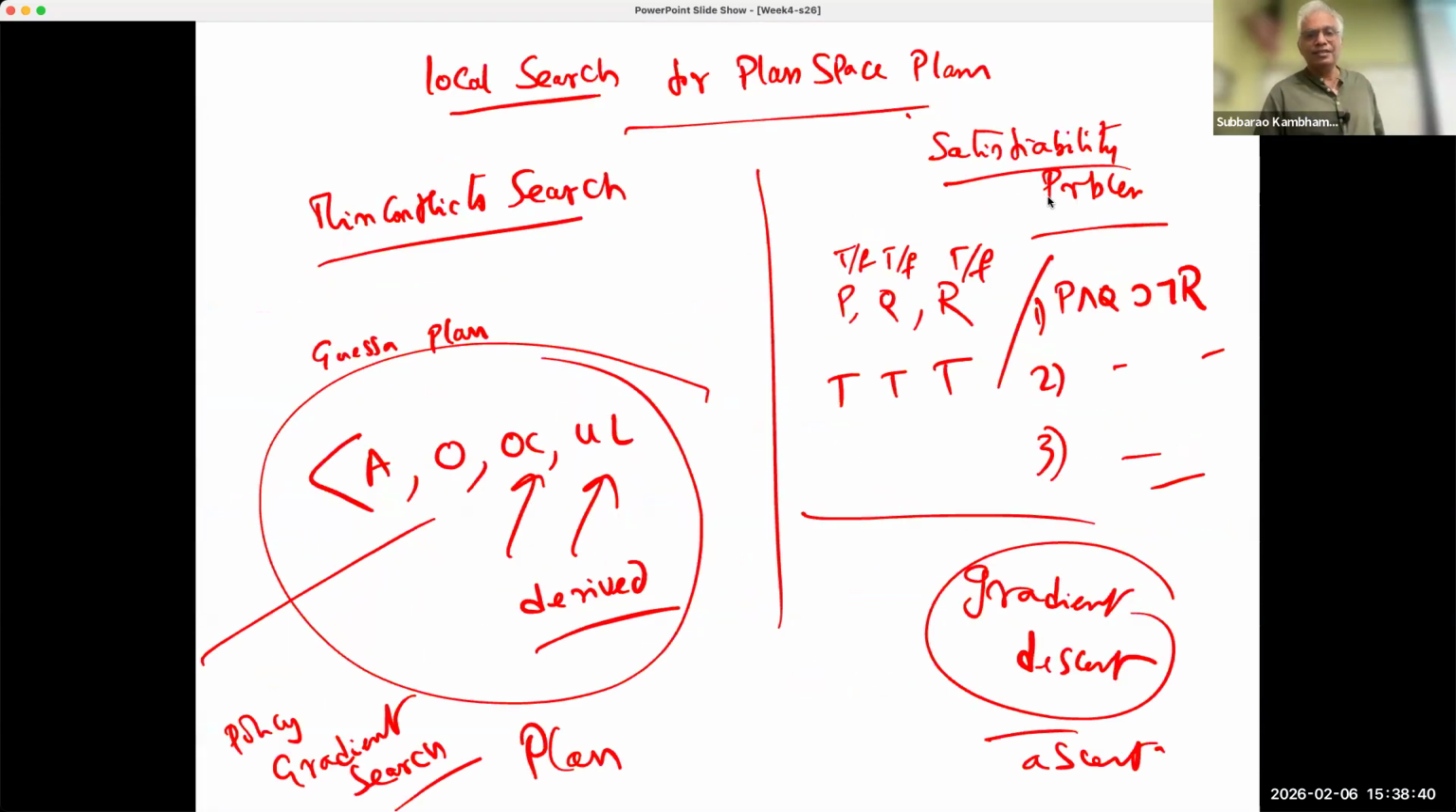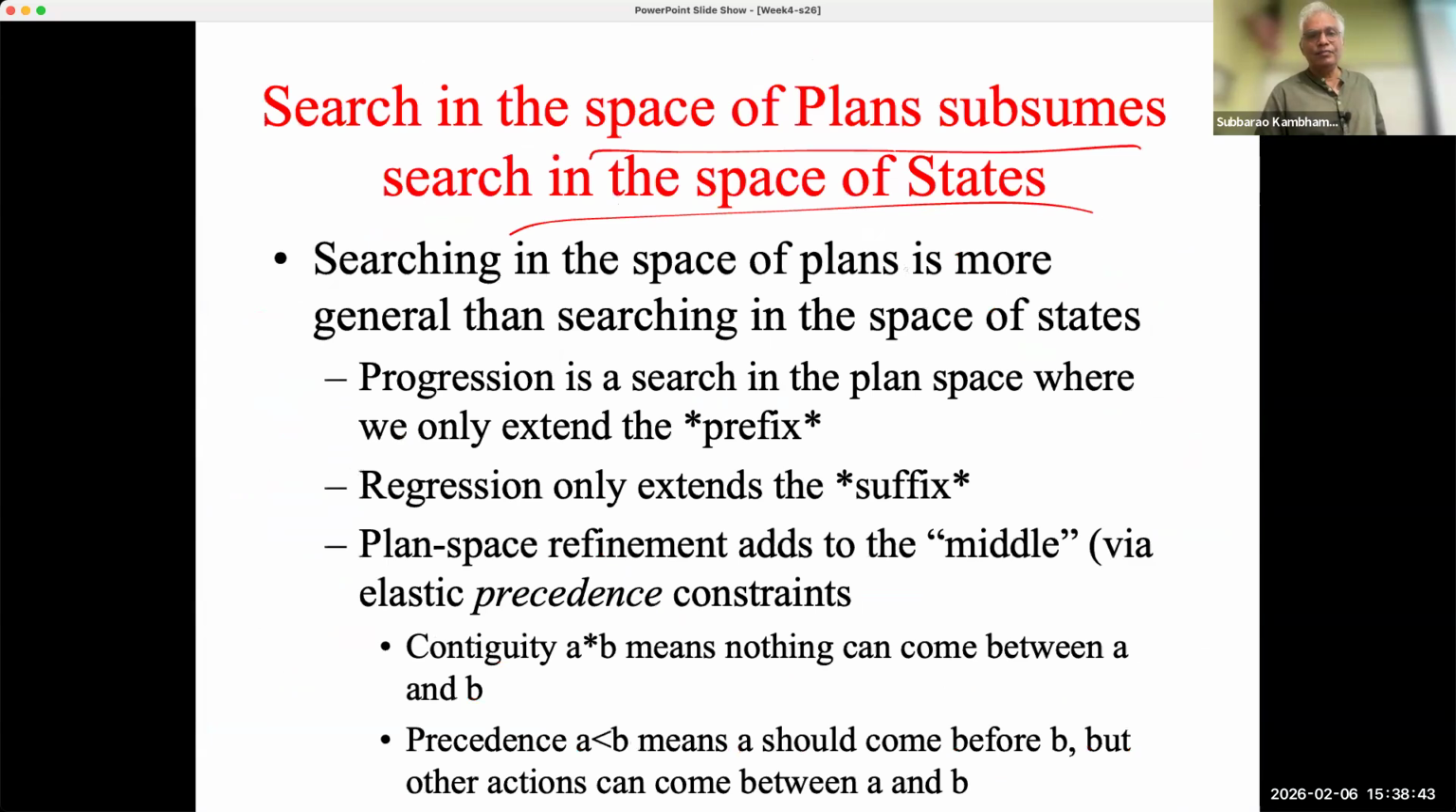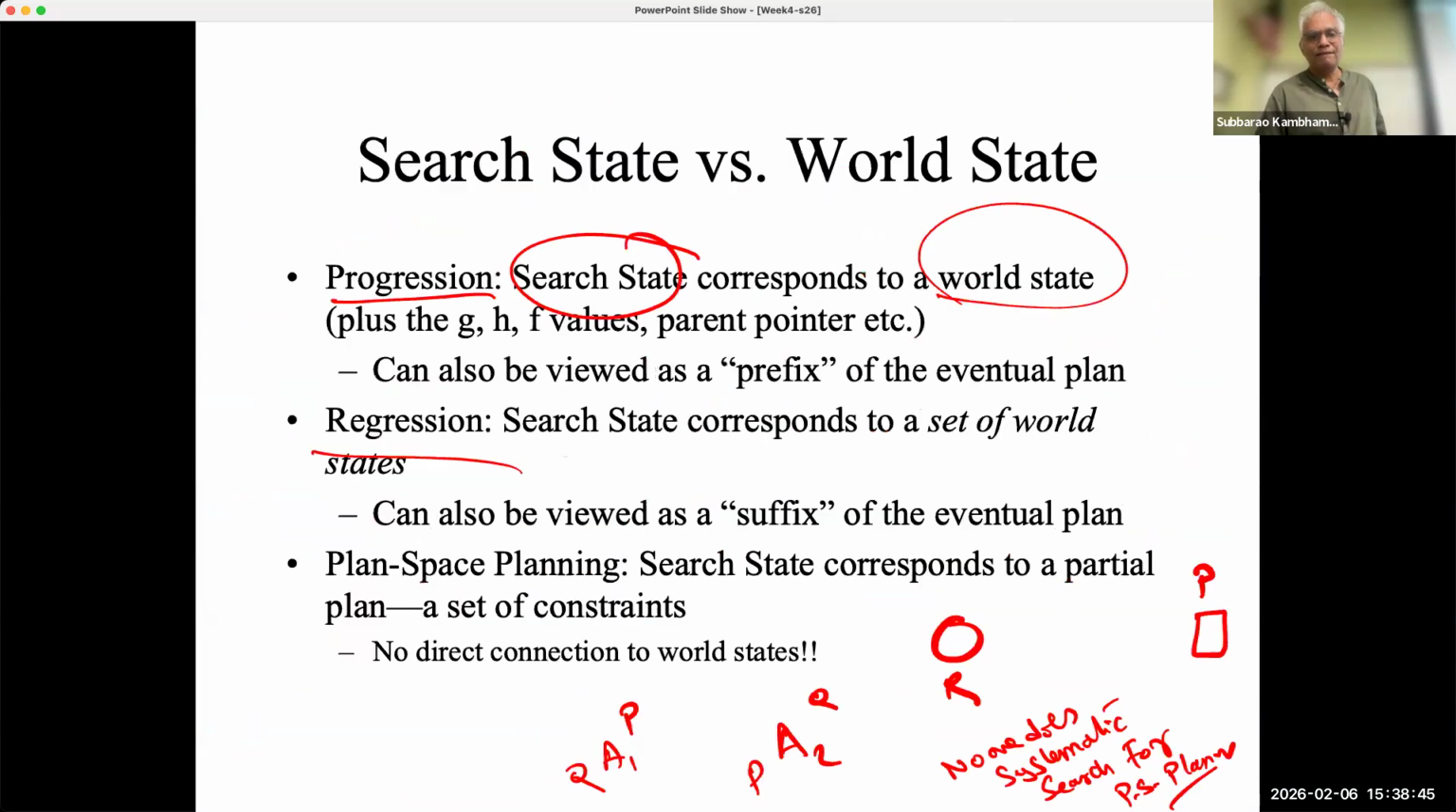Anyway, there's additional stuff here. What did I say here? The progression corresponds to actual world states. In general, in search, the state of the search is different from the state of the world. In progression, the search state is the world state. In fact, one of the things people like about progression is you have the part of the plan that's ready that you can start executing.